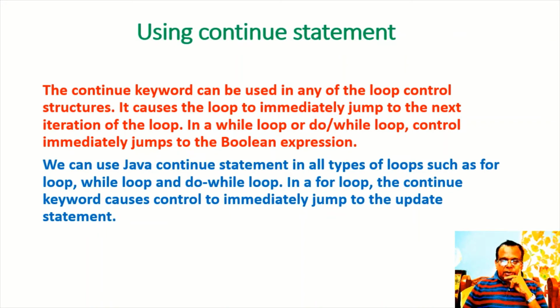Look, we can use the Java continue statement in all types of loops, such as the for loop, the while loop and the do while loop. No matter, it can be used in any of the loops. In a for loop, the continue keyword causes control to immediately jump to the update statement. Fine.